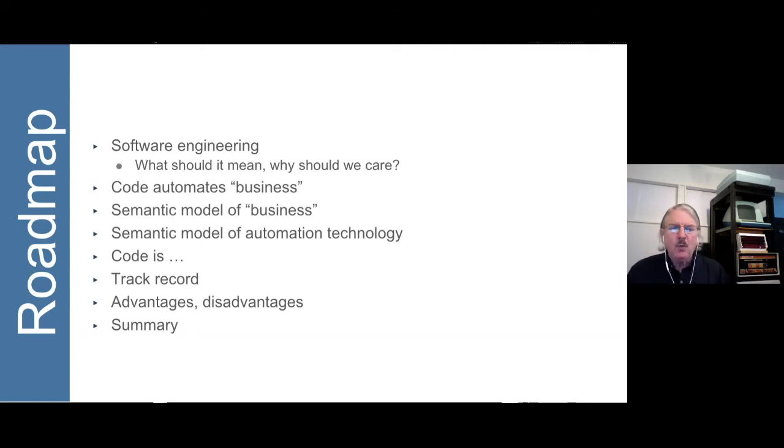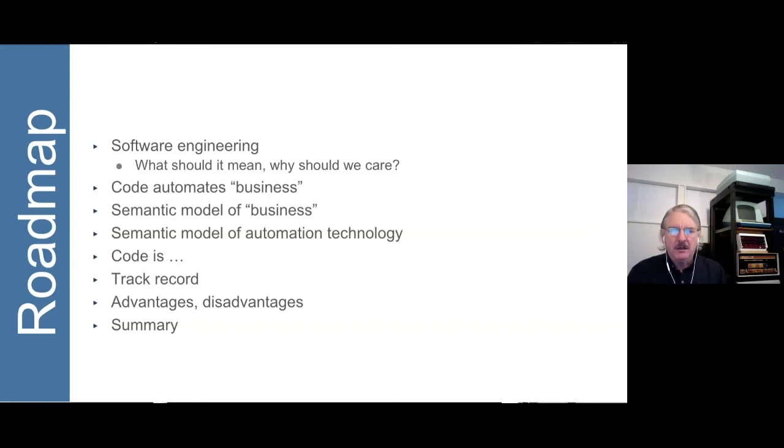Now, we can then build something that you saw in the title, a semantic model. It's literally a blueprint of those policies and processes. Then we can also build a similar blueprint of the technology that we're using to do the automation, the programming language: Java, C#, C++, Python, whatever the programming language technology is, there are semantics of that.